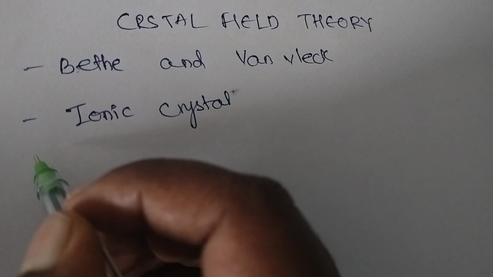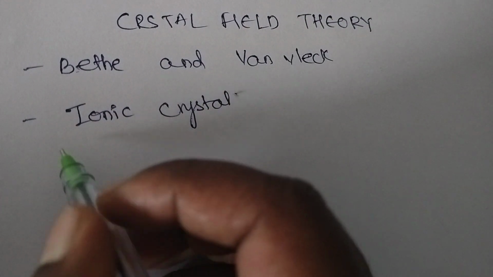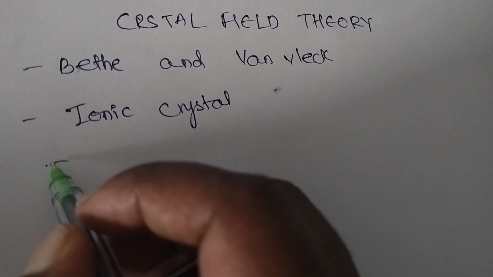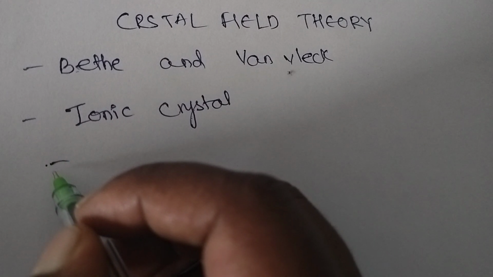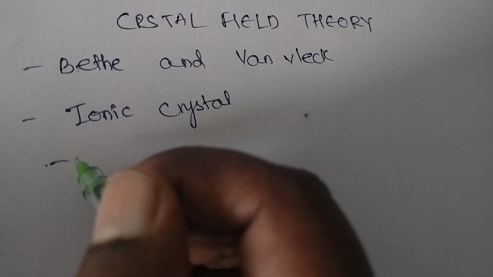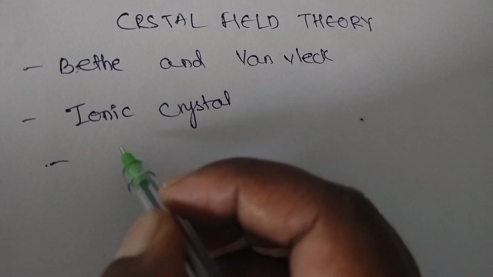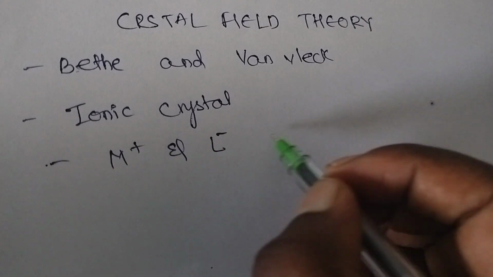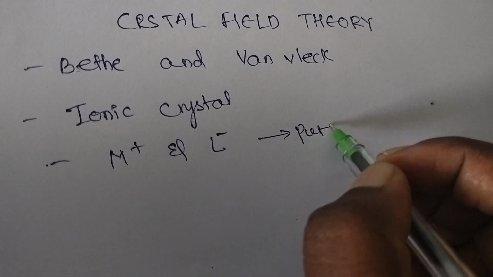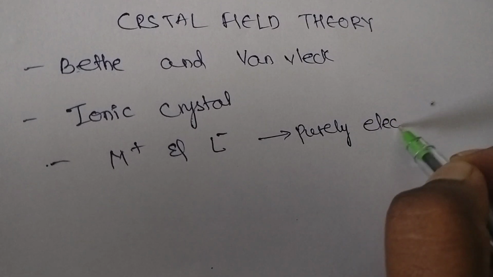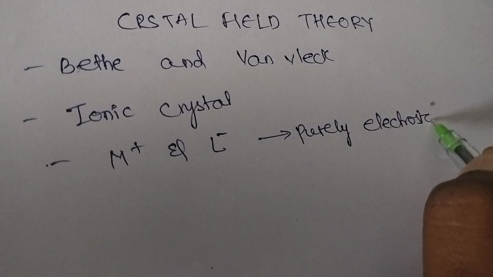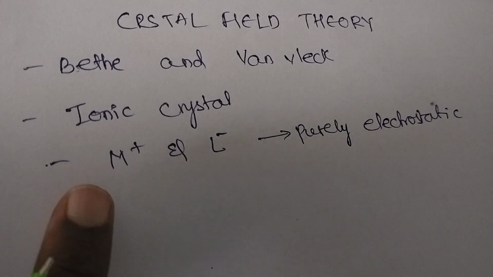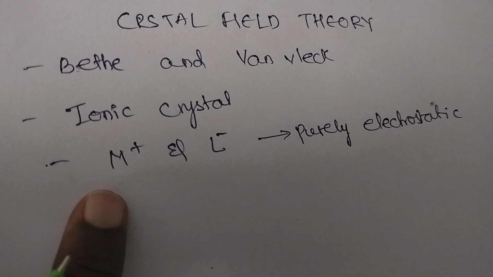Let us see some assumptions given by CFT. First, it says that the interaction between the metal ion and ligand is purely electrostatic. Here you will see two terms, that is, metal ion and ligand. What is a metal ion?